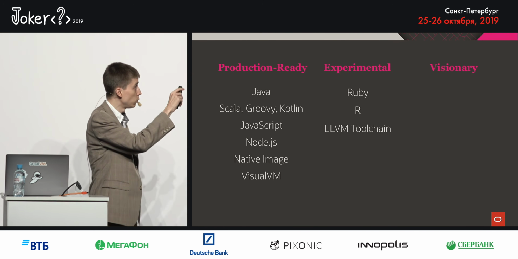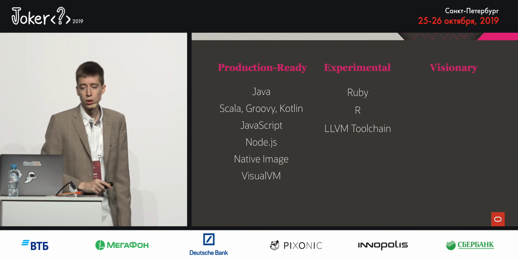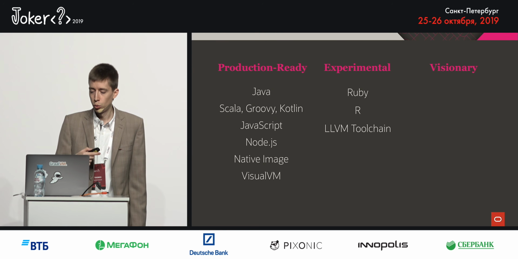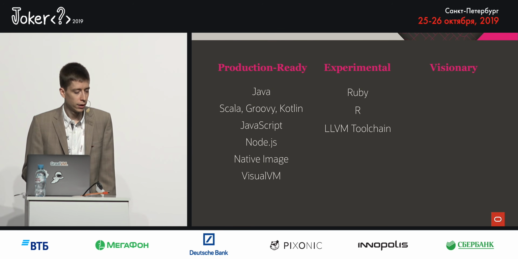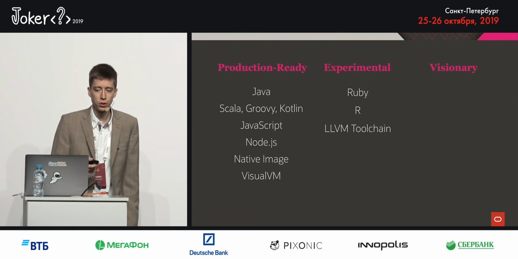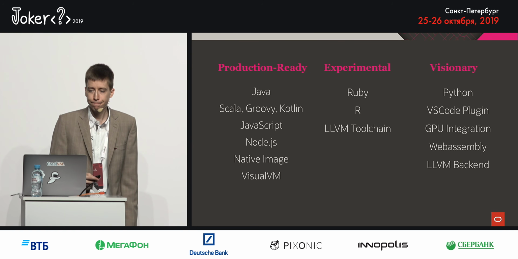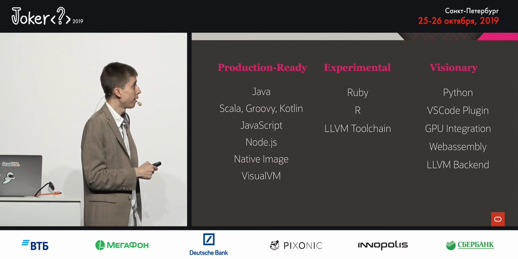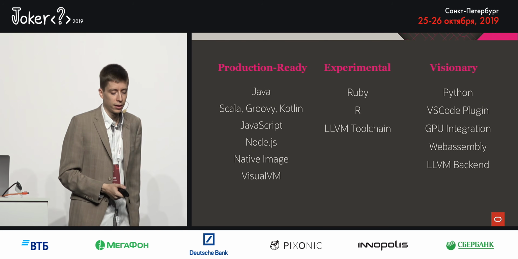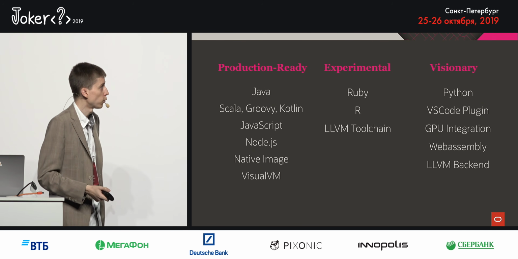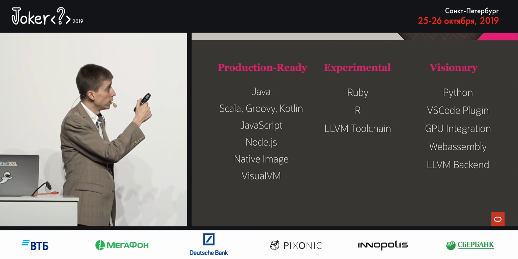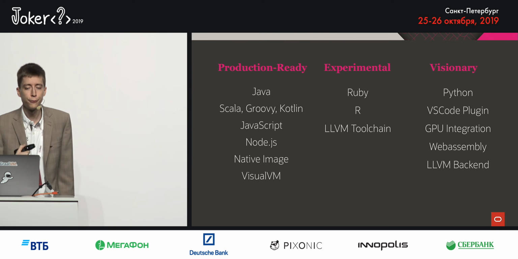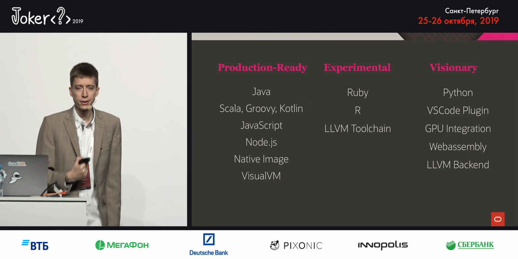Experimental at the moment are the Ruby implementation, the R implementation, and the LLVM toolchain that allows you to run native languages like C++ on GraalVM. And finally, we have a couple of things that we're working on for the future that are still a little bit away from being declared ready for experimental use. The one is the Python implementation. We are investing very heavily in Python, so in the future, GraalVM will support executing Python.